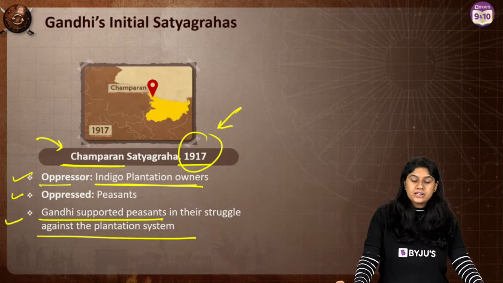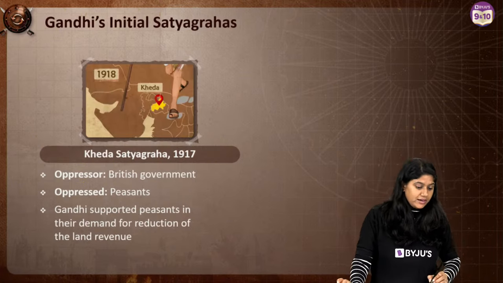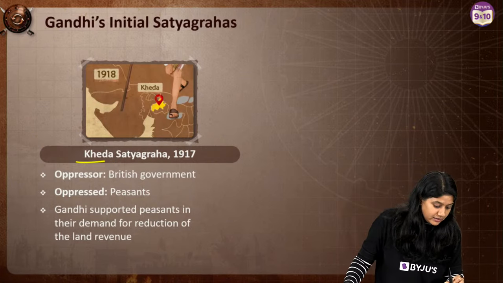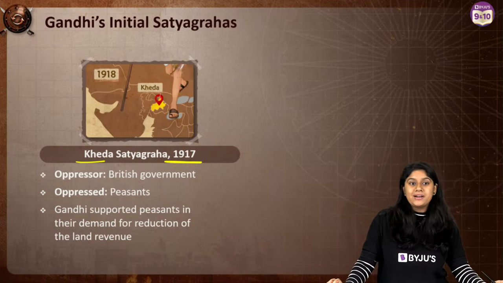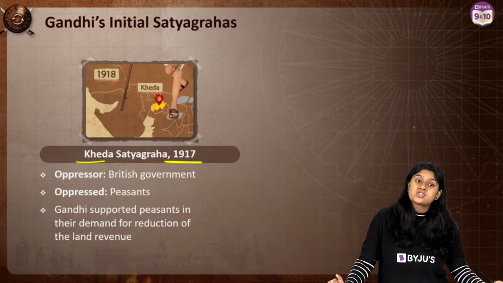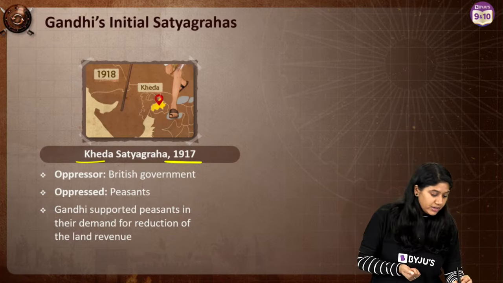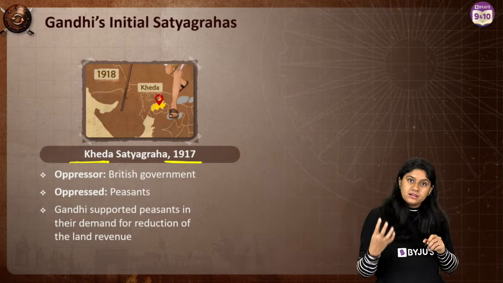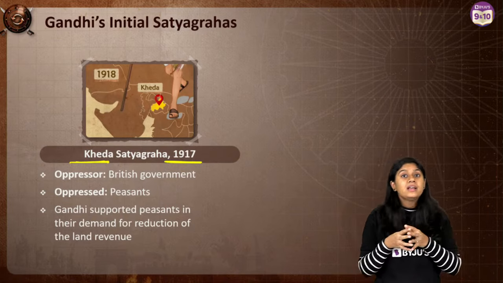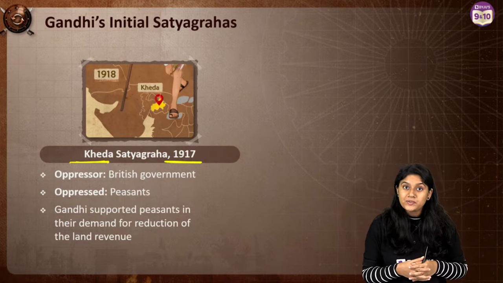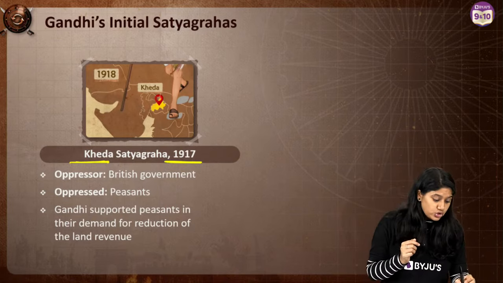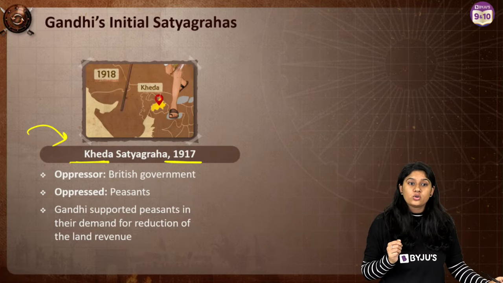Okay? Clear? Now, of course, let's talk about Kheda. Again, this is from our textbook only. Just check whether it's the rationalized new textbook. In the new textbook, it's 1917. So then we have another place, which is Kheda. Again, Satyagraha. Gandhiji went there and supported the farmers over there in 1917. It's in Gujarat.